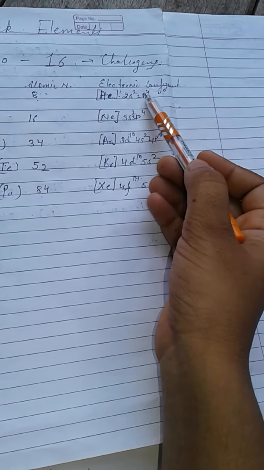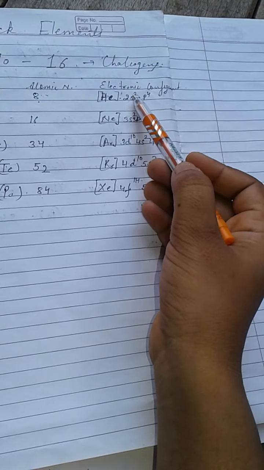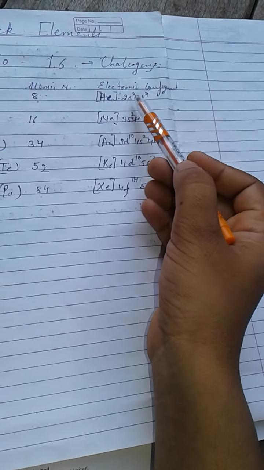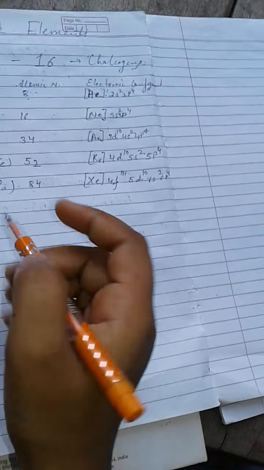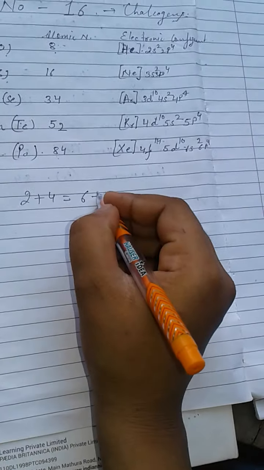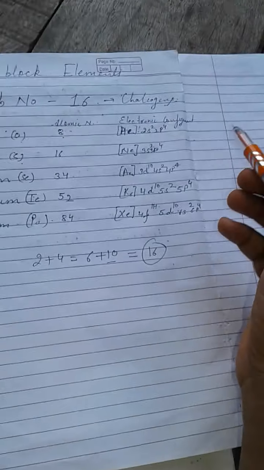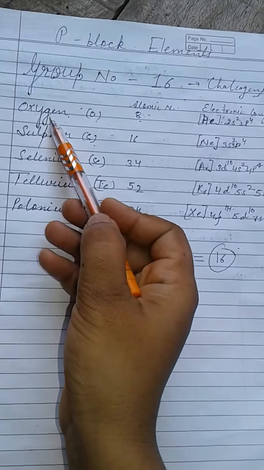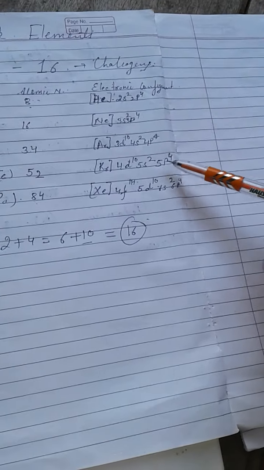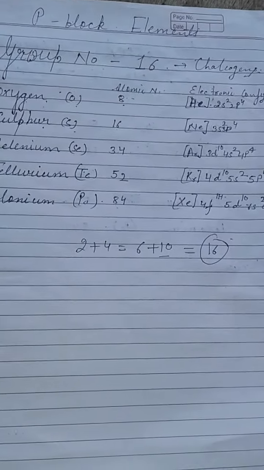Since the last electron has entered the p block, after counting the total number of electrons in the outermost shell, that is 2 plus 4 equal to 6, you need to add 10 more electrons. The answer which I get will be 16. So the group number of oxygen is 16, which we are studying. This is the electronic configuration of all the members of group number 16.